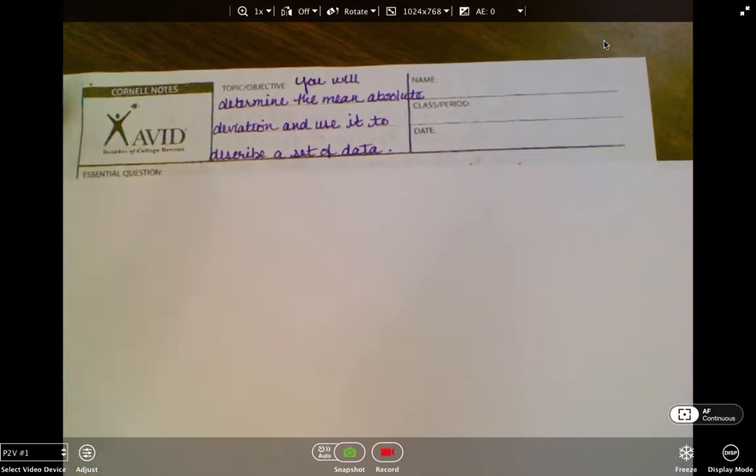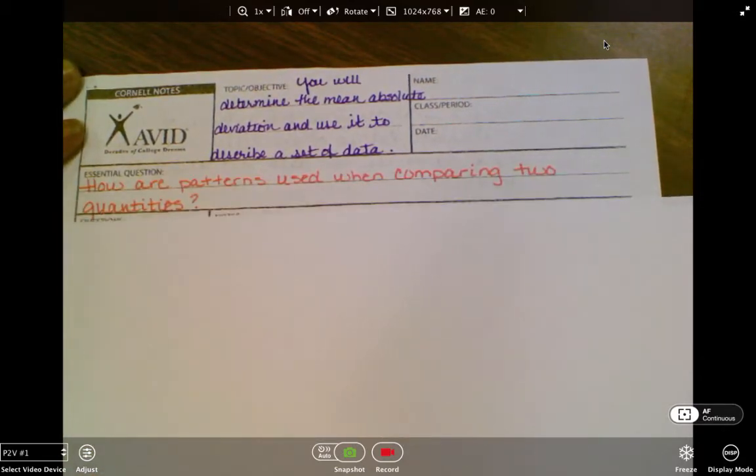Okay, let's first start by talking about our essential question. Now we're going to be building on the same question we've been thinking about throughout this unit. How are patterns used when comparing two quantities? Once again, our essential question is, how are patterns used when comparing two quantities? Okay, well, let's go back to our objective, mean absolute deviation.